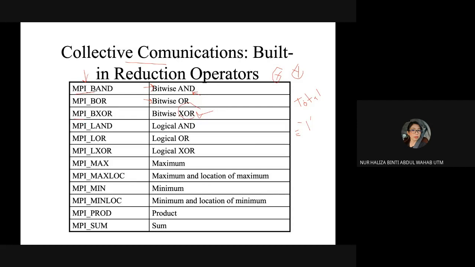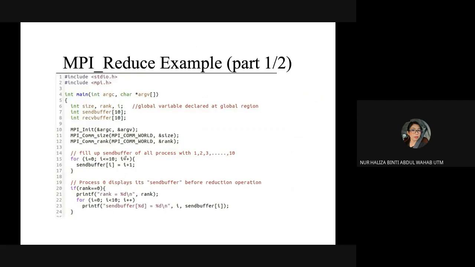MPI_BAND, which is a bitwise AND, and so on. There are a lot of them, but normally you will use sum, minimum, maximum, location, and product. You're not going to always use all of them, but the ones you will use most are sum, minimum, maximum, and product.